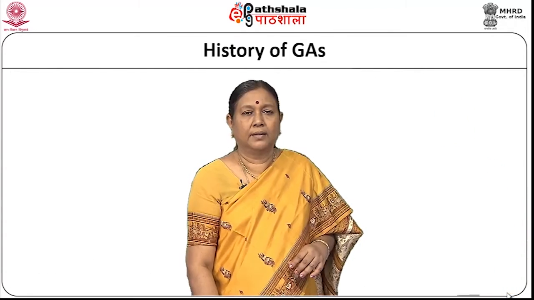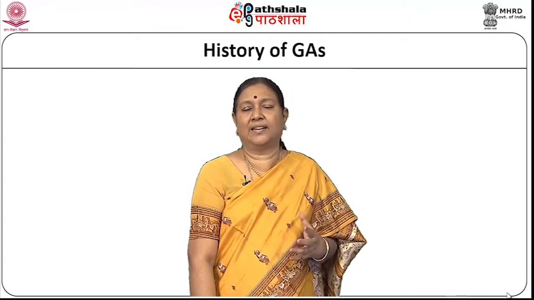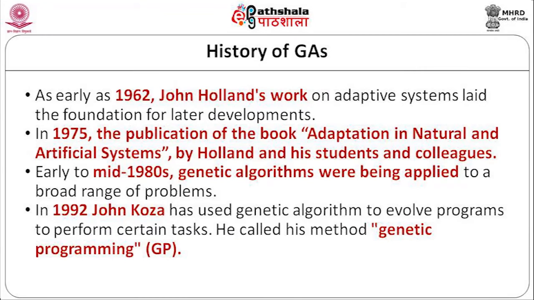Okay. Now, let us talk about the history of genetic algorithms, or GAs as they are called. It is not new. Far back in 1962, John Holland's work on adaptive systems laid the foundation for what later came to be called genetic algorithms. And in 1972, the publication of the book Adaptation in Natural and Artificial Systems, by the same Holland and his students and colleagues, laid the foundation for other people to use the concept of genetic algorithms.